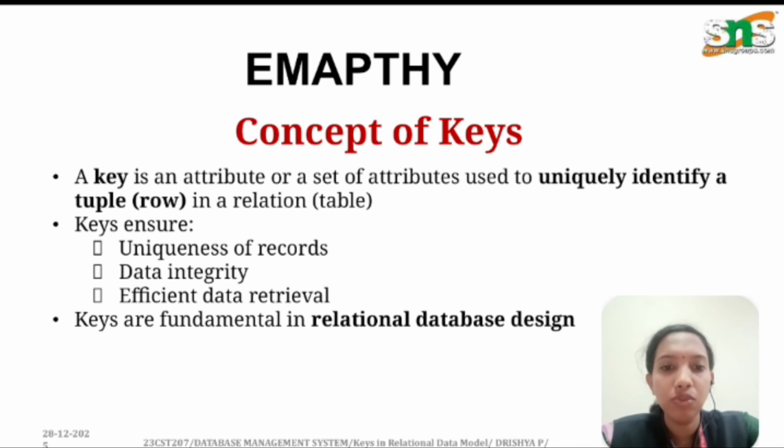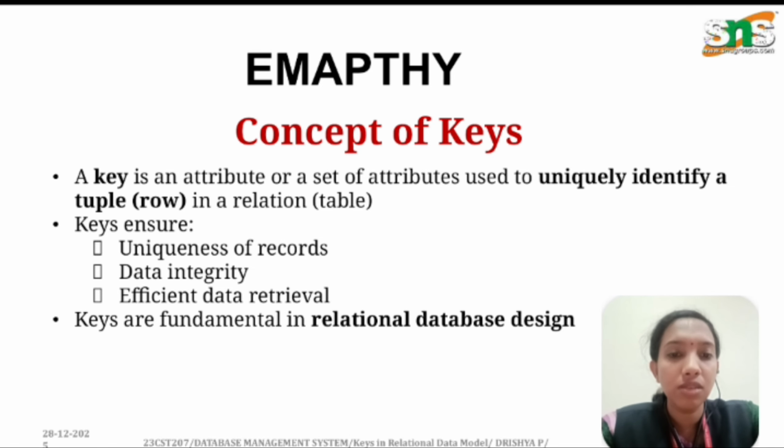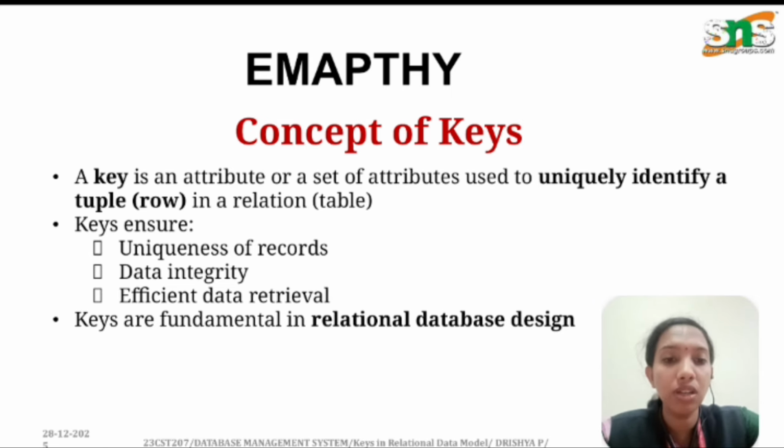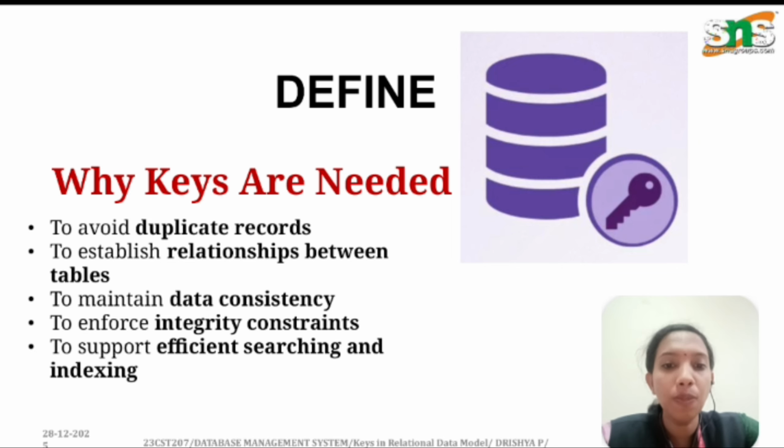A key is an attribute or a set of attributes used to uniquely identify a tuple. Tuple means a row included in the table. A relation is the technical term used in DBMS for a table. So the key ensures uniqueness of records, data integrity, and efficient data retrieval. Keys are fundamental in relational database system design. In every DBMS, key is one of the important concepts. So the key is an attribute or set of attributes which is used to uniquely identify a tuple or a row in a relation.